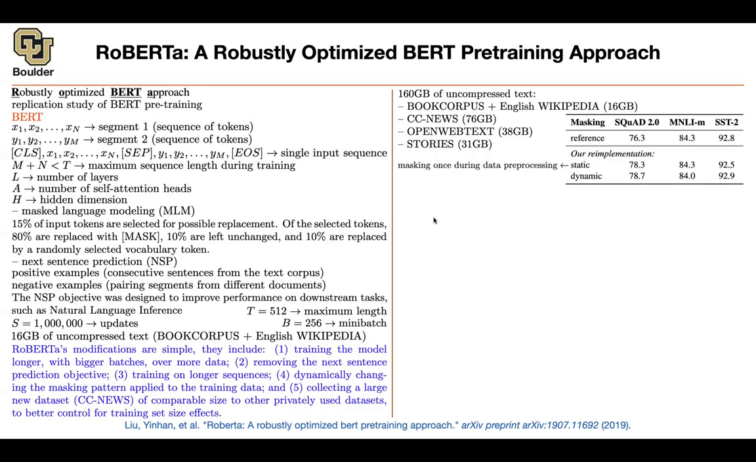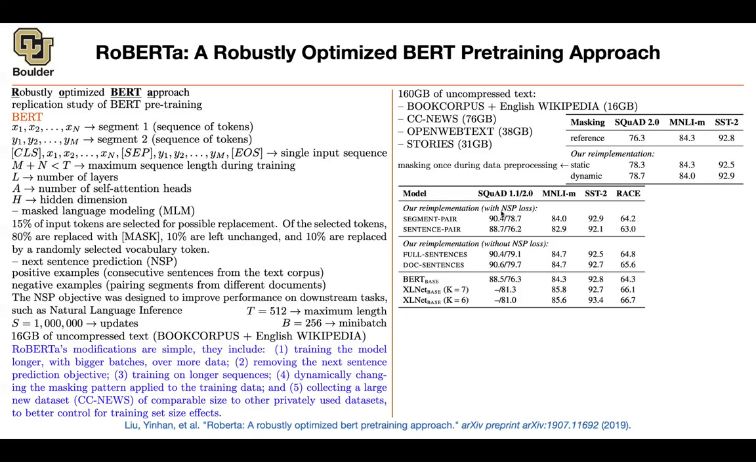Now let's see these effects. Let's do ablation studies. This is BERT. This is a re-implementation of BERT. You keep everything the same, including masking only once and then using it, versus the dynamic masking. So dynamic masking is actually useful on downstream tasks.